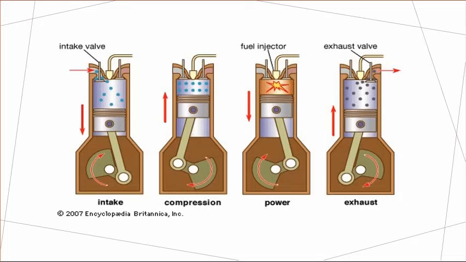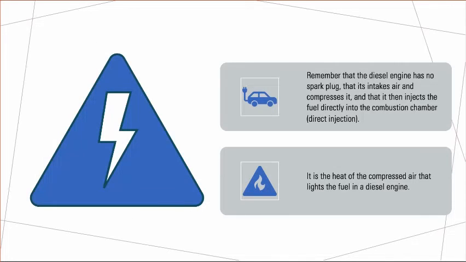Now you can see the position of the piston during each cycle. You can notice the differences of the position of the piston during the four cycles. Please remember that the diesel engine has no spark plug. It takes in air and compresses it, and then it injects the fuel directly into the combustion chamber, and we call it direct injection. And it is the heat of the compressed air that lights the fuel in a diesel engine.